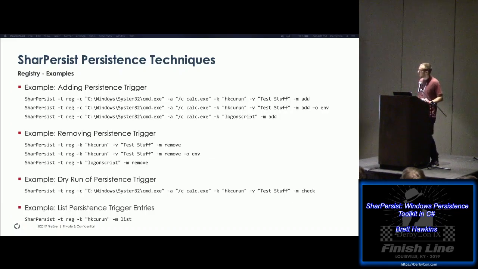One thing I wanted to note with the example commands for this, when you're adding persistence: the first example is just a regular one, adding persistence to the HKCU run key with some value you specify. The second one is the same thing, only you're adding that environment variable obfuscation with the -o env. And then the third one would be an example of a predefined registry key. As you can see, you don't specify a value for that, it does it automatically for you.